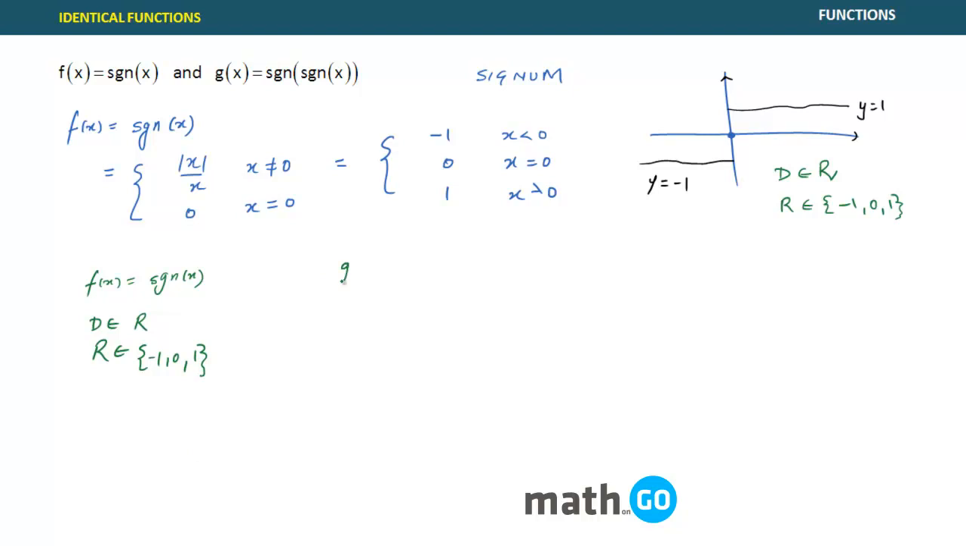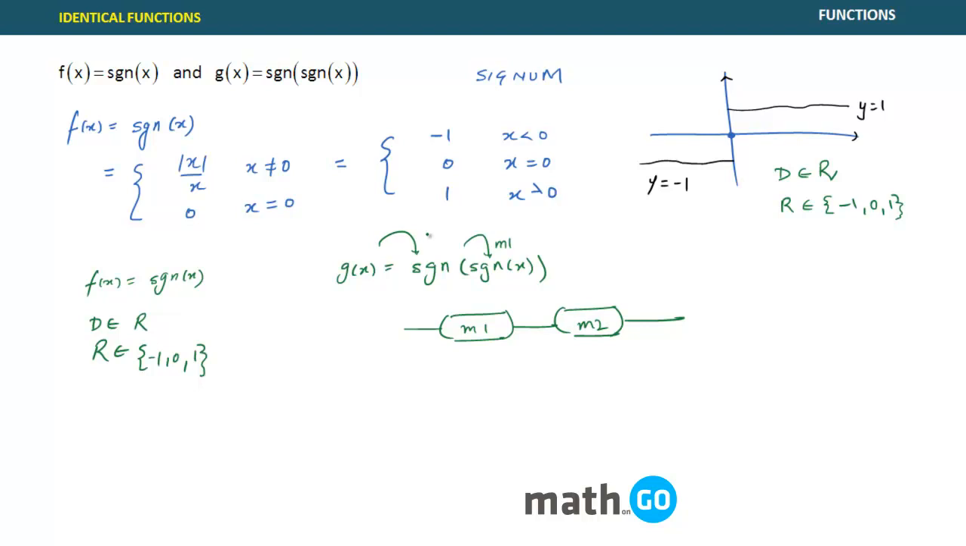Now let us talk about the g(x) function. So g(x) is signum of signum x. This is now a composite function. We are going to talk about composite functions after this particular concept. So it is basically a two-step process. Let's say this is the first machine M1 and this is the second machine M2. This is your first machine, to which x is attached. This is your outermost machine, which is the M2 machine. So first of all, x will go into this particular signum. Let me highlight it with the other pen. This is the M1 machine.